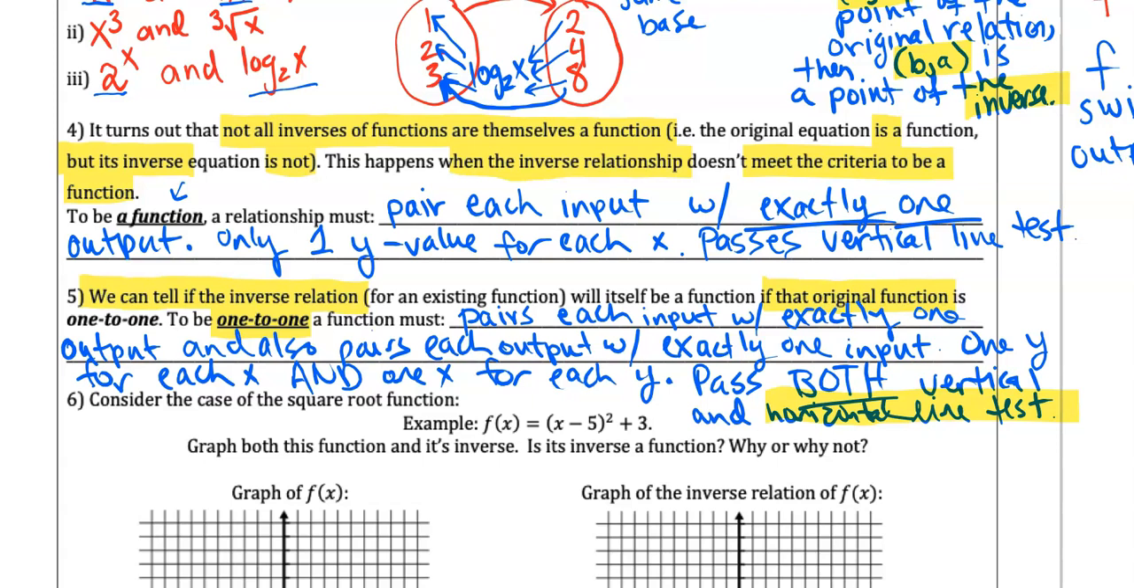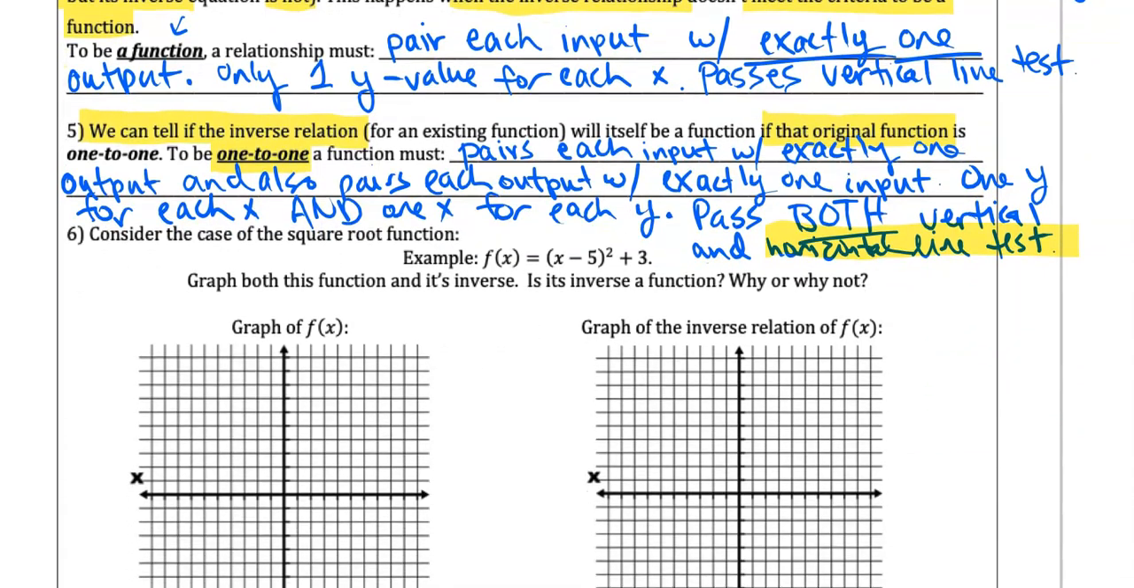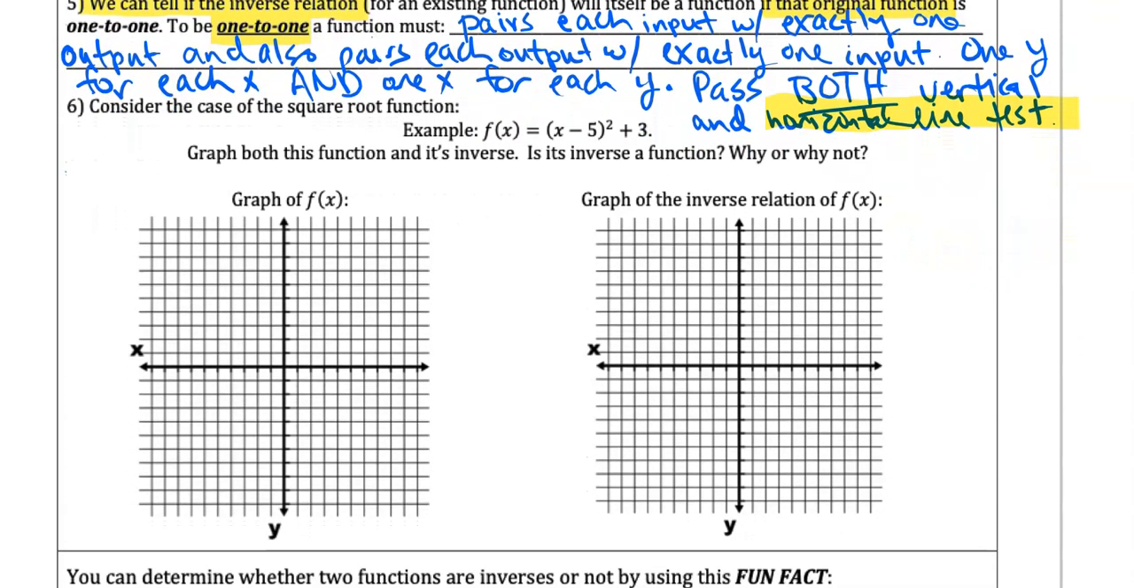Okay, let's take a look at one example where the original equation is a function, but the inverse is not. So the classic example of that would be the quadratic function. If you recall, the quadratic function has the graph of a parabola, and so it does not pass the horizontal line test. It crosses at 2 points. But let's go ahead and sketch this graph.